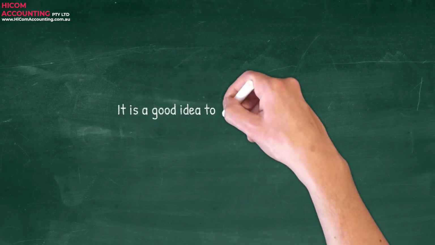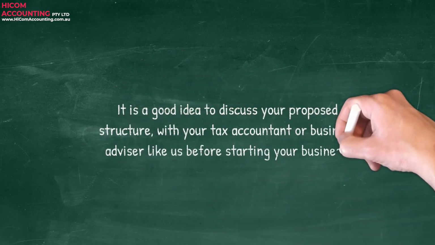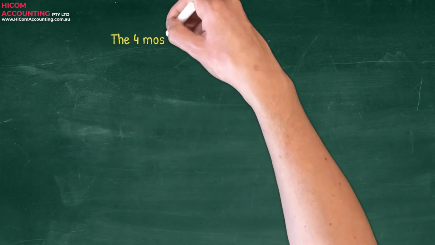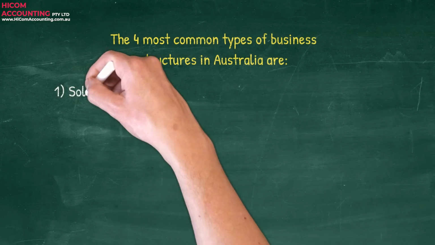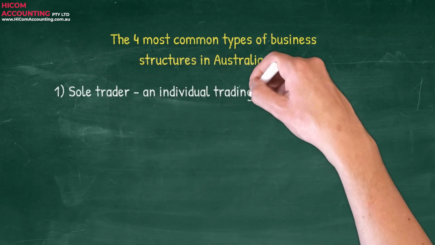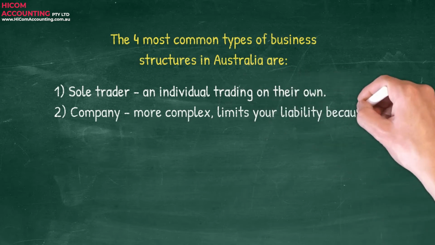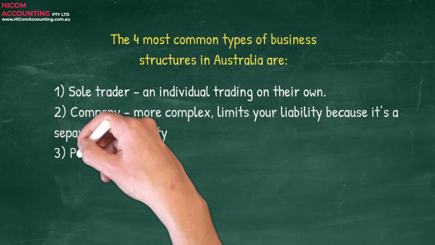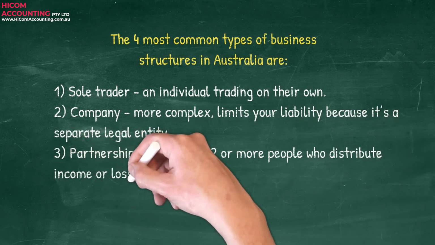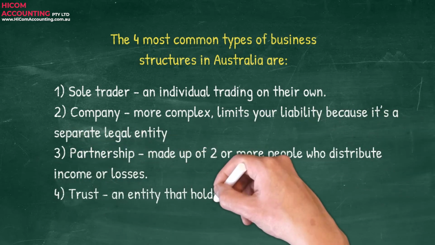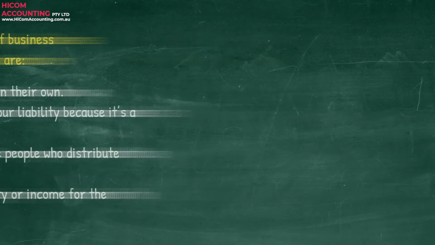It is a good idea to discuss your proposed structure with your tax accountant or business advisor like us before starting your business. The 4 most common types of business structures in Australia are: 1. Sole trader, an individual trading on their own. 2. Company, more complex, limits your liability because it's a separate legal entity. 3. Partnership, made up of 2 or more people who distribute income or losses. 4. Trust, an entity that holds property or income for the benefit of others.